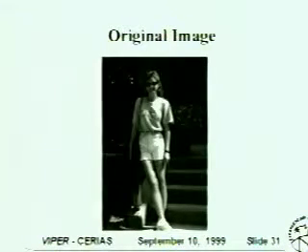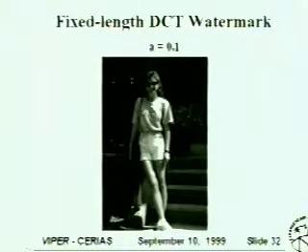Here's an example of an original image. Okay, this is my stepdaughter Tia. Here's the watermark embedded into the image, and that weighting factor is 0.1. This, by the way, is a reasonably robust watermark. This watermark would survive printing and rescanning attacks. It would survive a lot of cropping and other types of attacks.